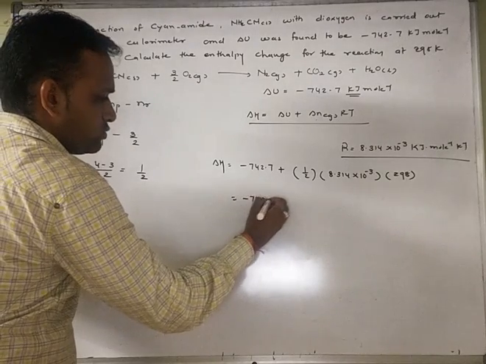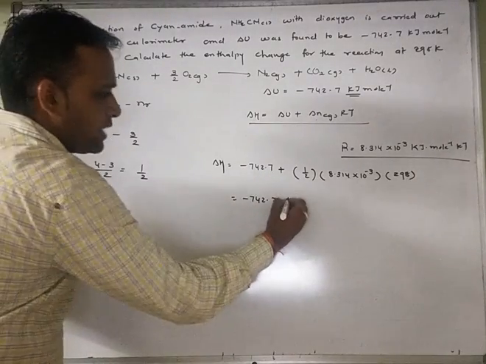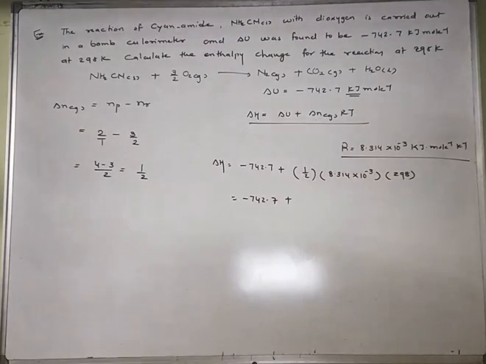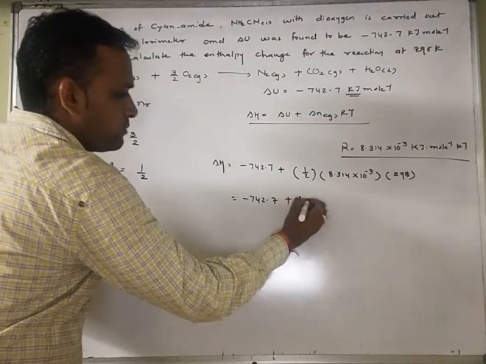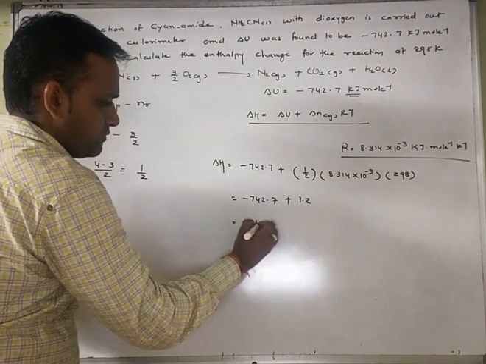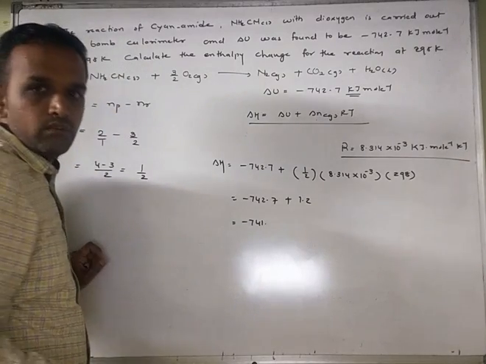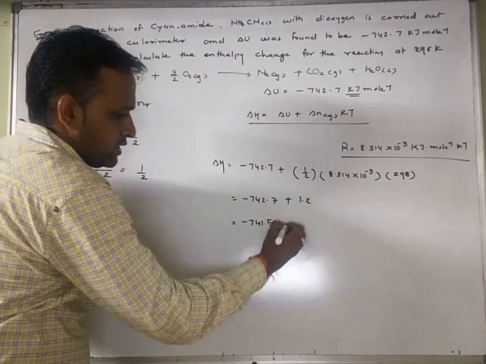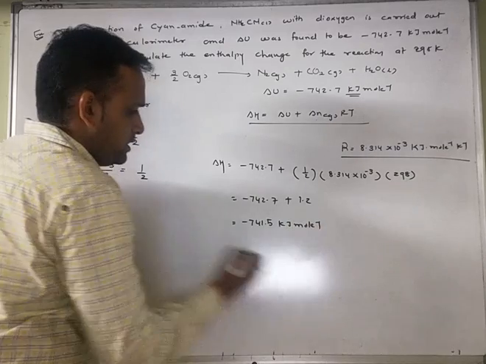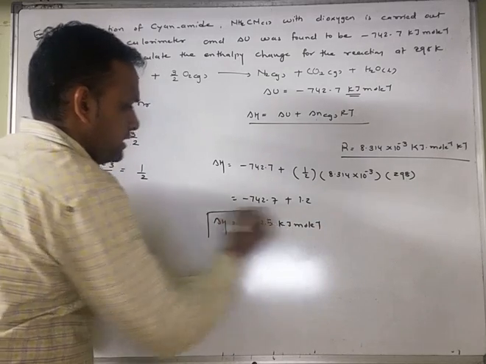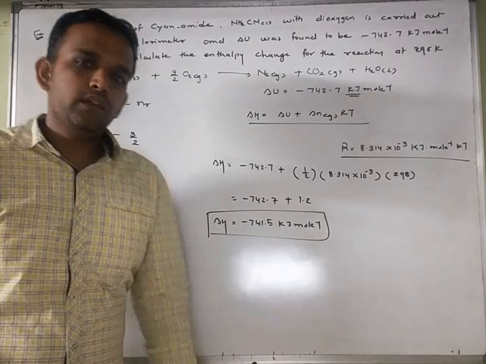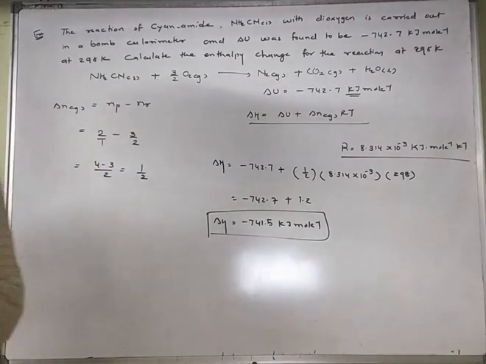minus 742.7 तो सही, फिर बाद में plus 1.2. So what is the answer? 741.5 kilojoule mole inverse. So this is delta H. This is the change in the enthalpy. Okay, चलो नोट डाउन कर लो.